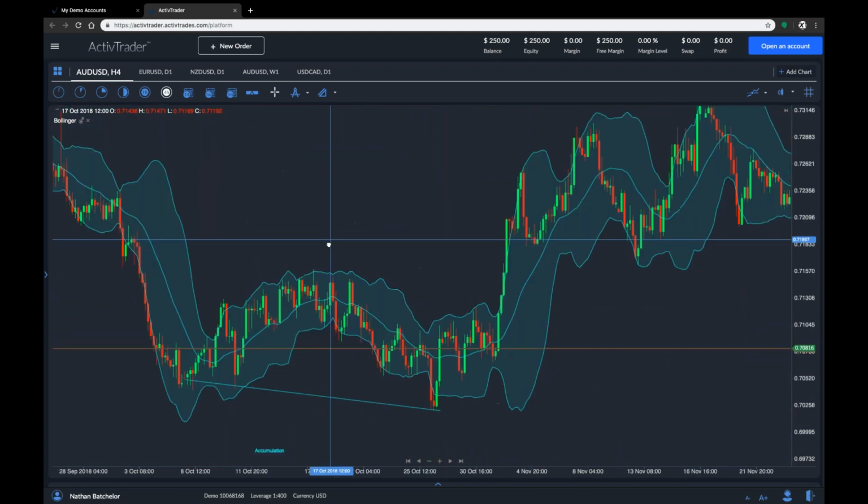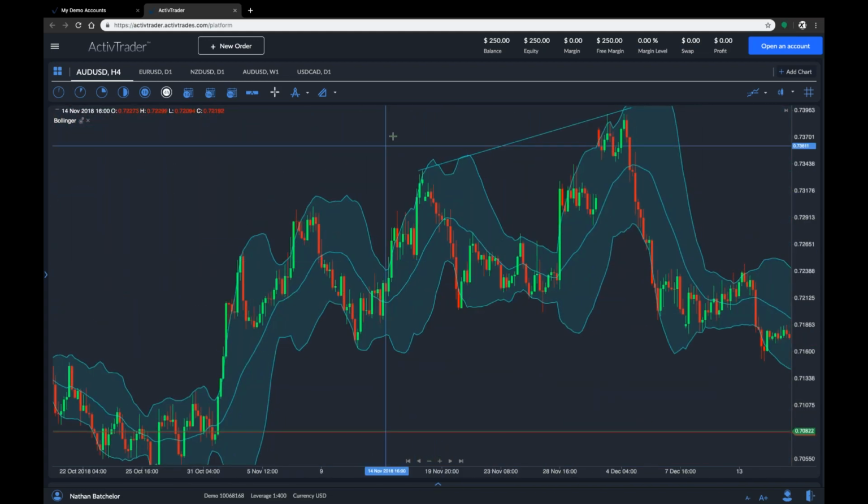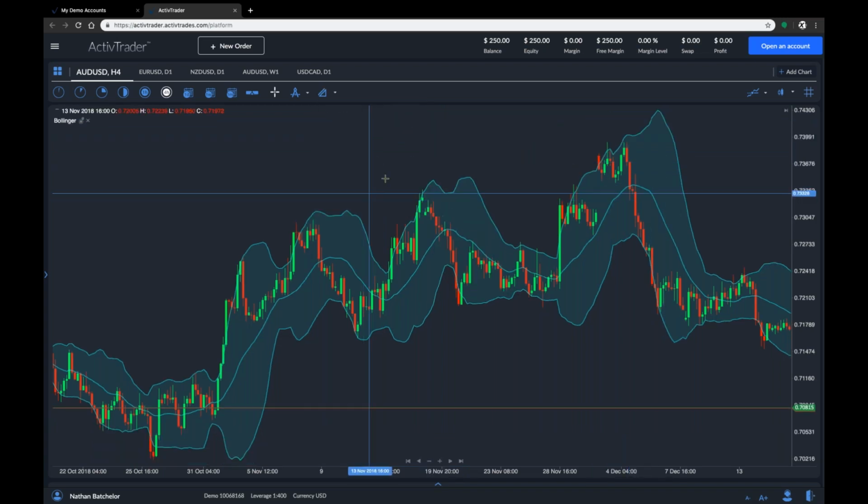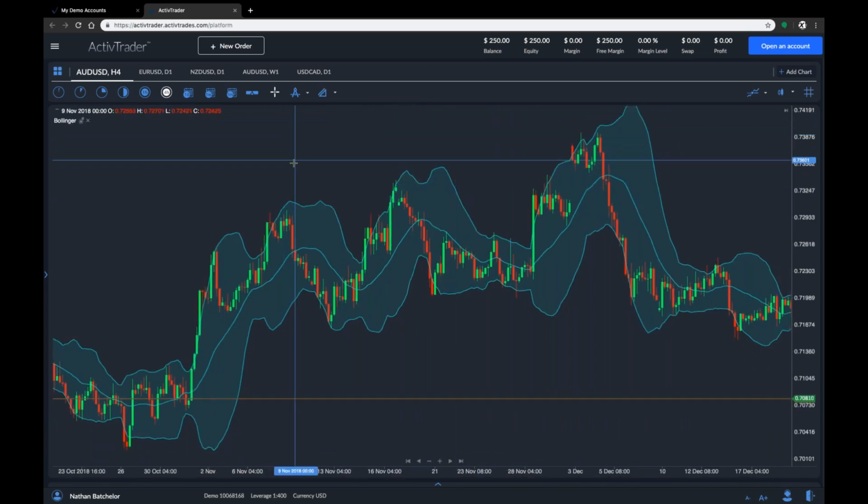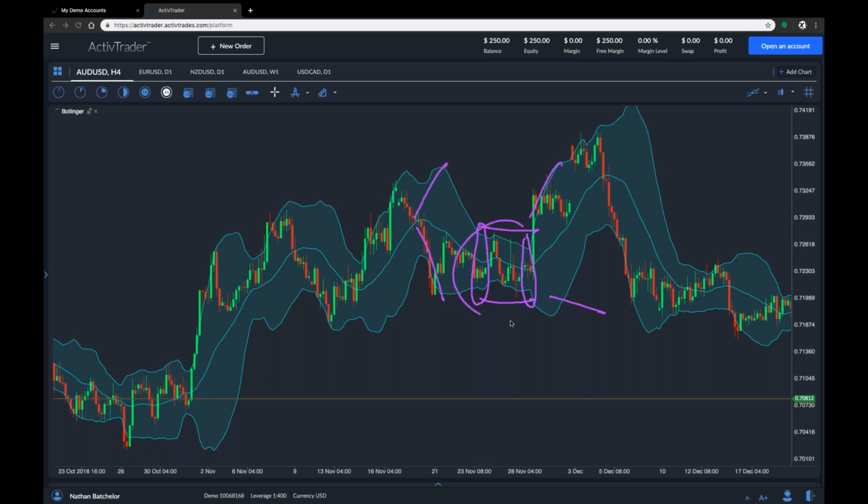All right, so let's go. Where's my range? Okay, here we go. Just going to get rid of all the other drawings. So when volatility is low, the Bollinger Bands come closer together. As you can see here, these were expanding, and these are expanding. But in this particular area, the Bollinger Bands are quite tight in comparison.